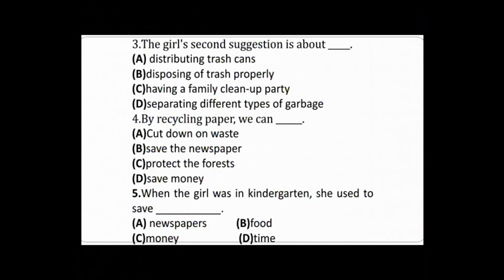Now, the children in our neighborhood collect newspapers once a month to take them to a recycling center. That's great. Well, thanks, Alex, for your ideas. This is end of section 1.